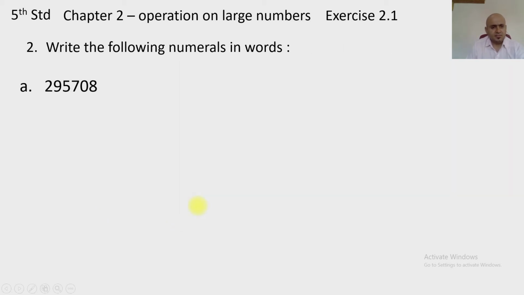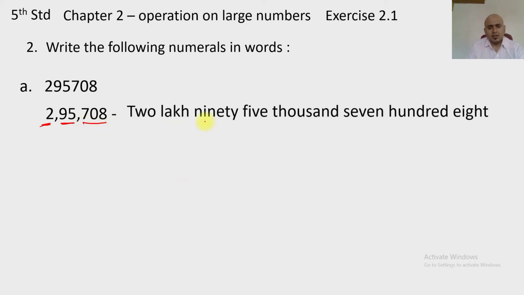Next question. Write the following numerals in words. We have to write in words. So here they are given the numbers 295708. So let us separate with commas. That is 2,95,708. So this is ones place, this is thousands place, this is lakhs place. So write as 2,95,708. Okay, next question.